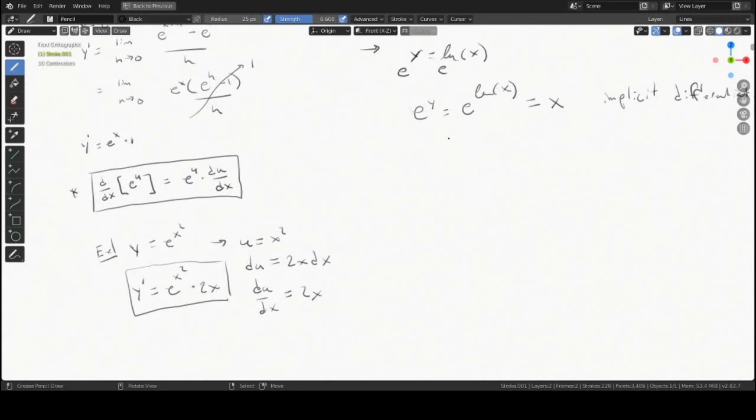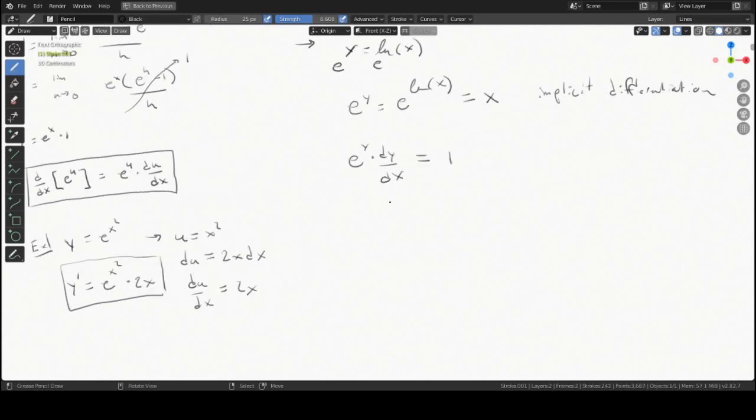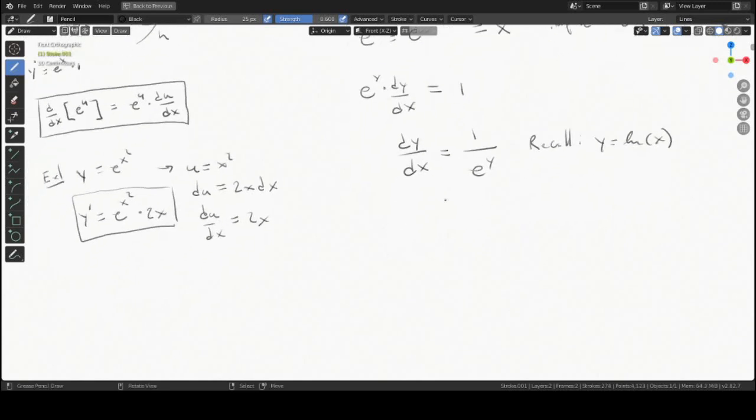So we take the derivative of both sides, we get e to the y times dy dx using this principle that we just derived before, and the derivative of the right side is equal to 1. So what that'll give us is that dy over dx is equal to 1 divided by e to the y. And you'll recall that y is equal to natural log of x. So we can go ahead and substitute that back in.